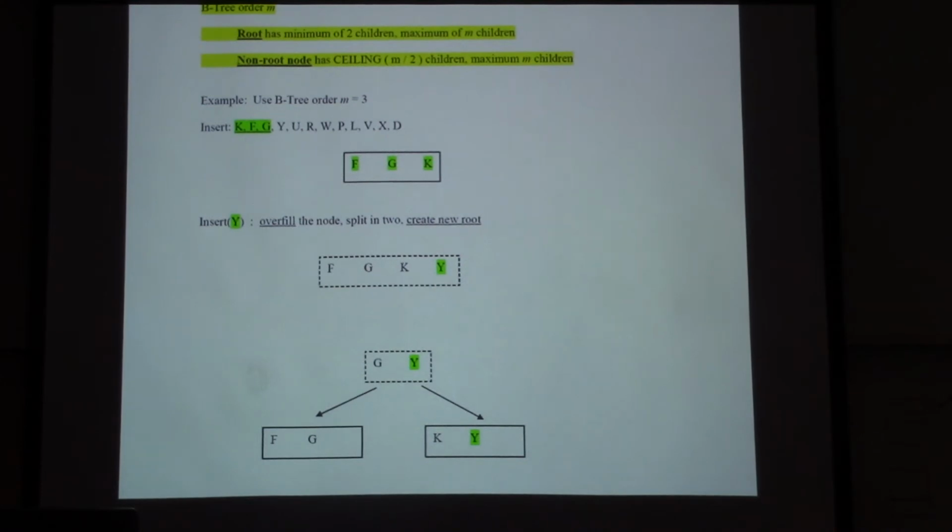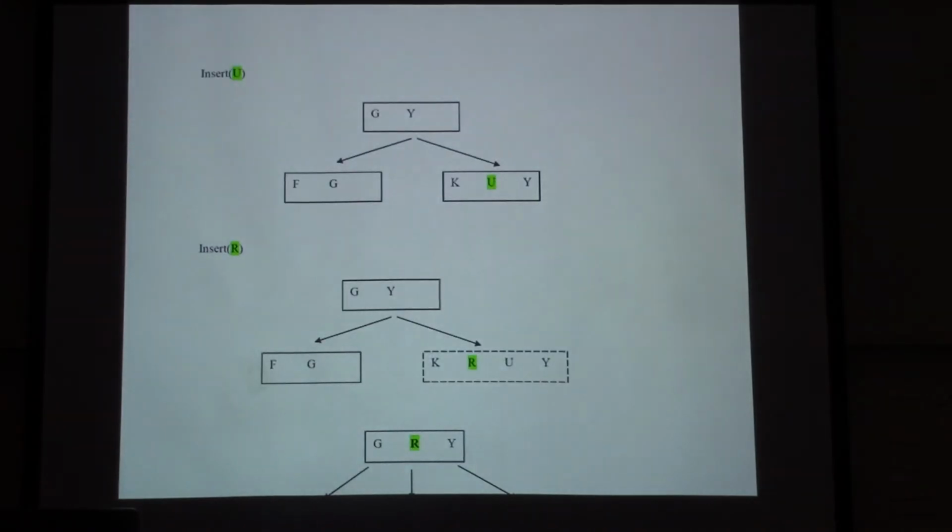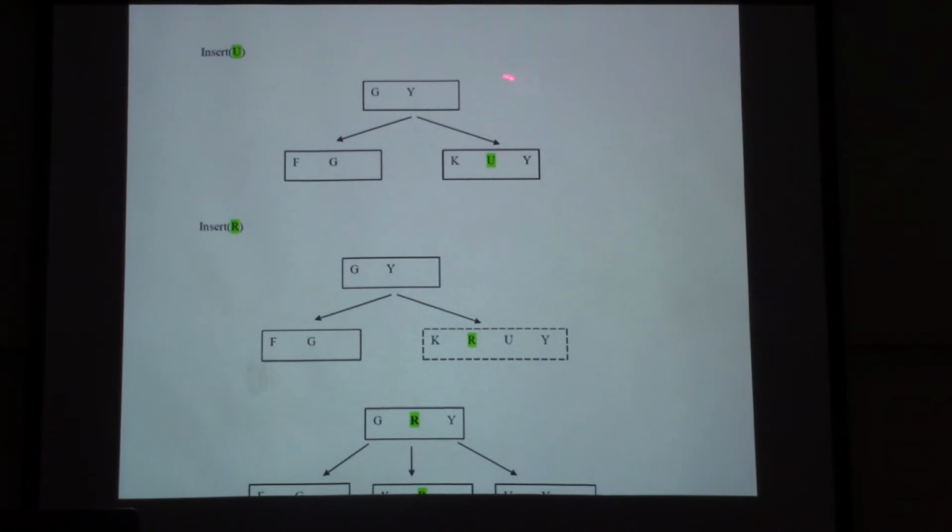Where's U going to go? Well, U is going to be less than Y, so it's going to go into this node, and this node is fine with the U, because it can hold 3 keys. So after U goes in, R is going to go in. R doesn't go here, R goes here. R is still going to go into this node, and when R goes there, it overfills the node.